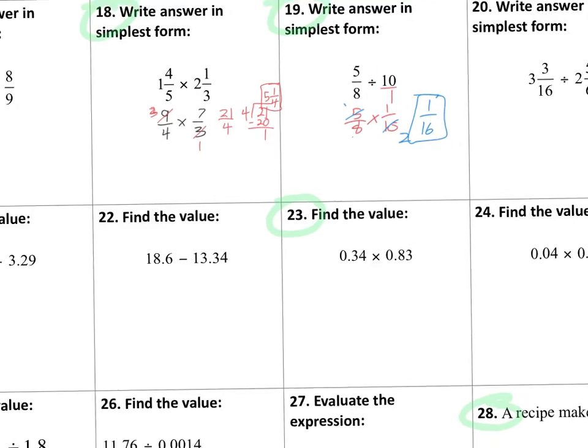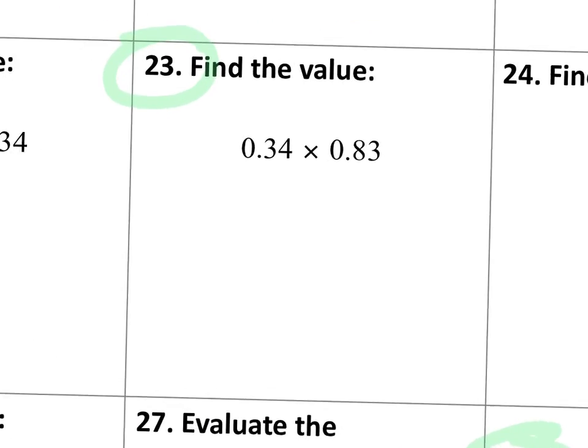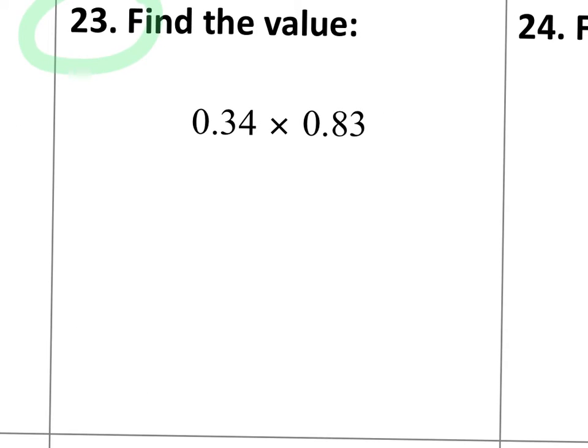All right. Number 23, remember when we're multiplying decimals that we just multiply and then we're going to move the decimals over? So let's do that with this one. I'll just set it up.